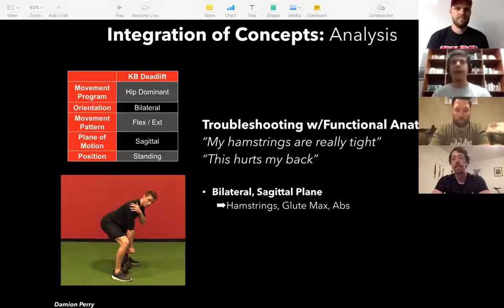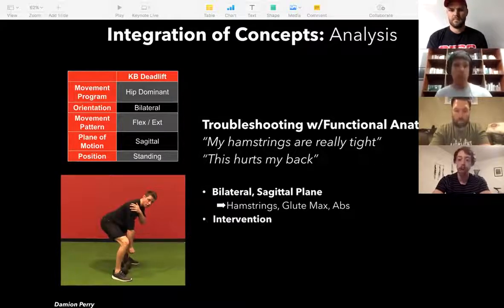But if I say, hey, Steve, what do you feel? He goes, oh, hamstrings are lit up and my glutes are really working there at the top. It's like, okay, cool, move on. We know we're doing something at least mostly right.